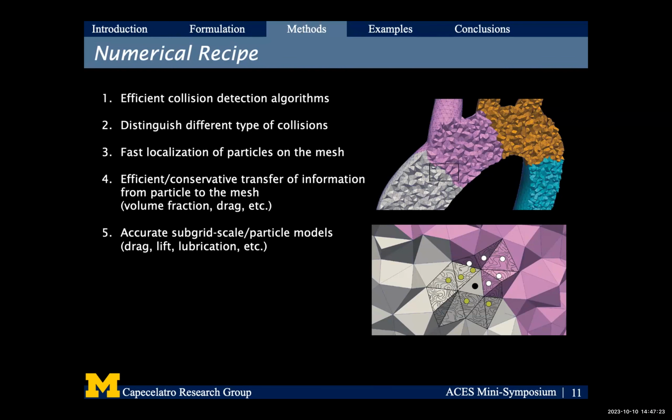We need to be able to send information from the particle to the mesh, the volume fraction and momentum exchange, and do it in a way that's conservative and mesh independent. And we need accurate subgrid models, like I mentioned. So drag, there's also lift forces, lubrication forces, and so forth.